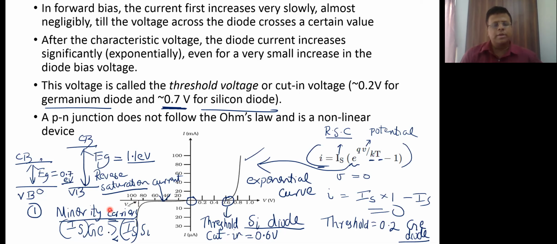Greater, that's okay, greater. Why greater? Because more number of minority carriers, and in the reverse biasing case, the minority carriers are the ones which are drifting. So the value of the reverse saturation current is much higher in germanium as compared to silicon, and that's one reason why you see here also the reverse saturation current sitting out here.